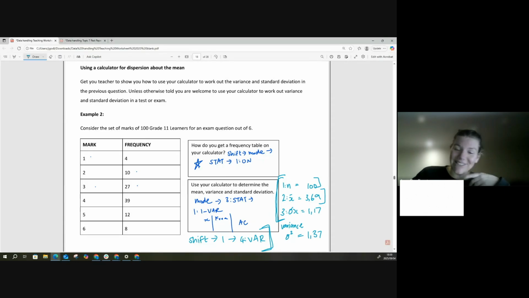Yay! Progress. Okay. Can we admit that standard deviation and variance is not as scary as it seems? It's a bit of a pain, but it's not scary.